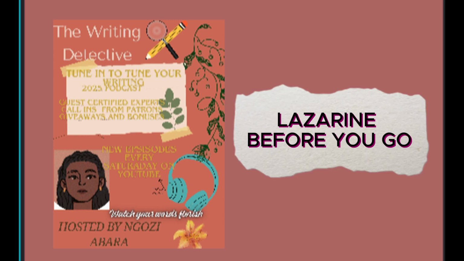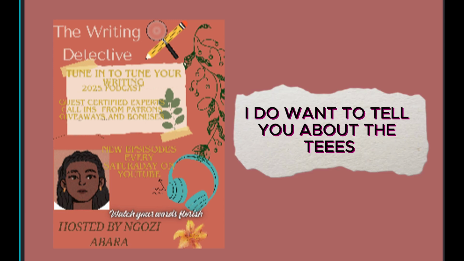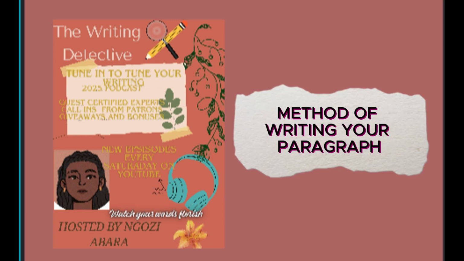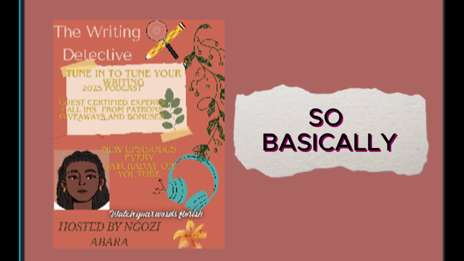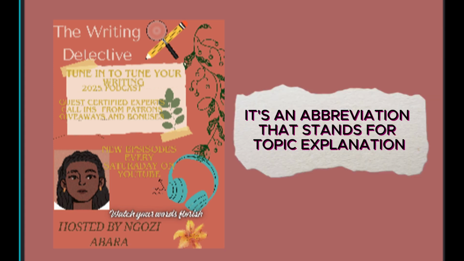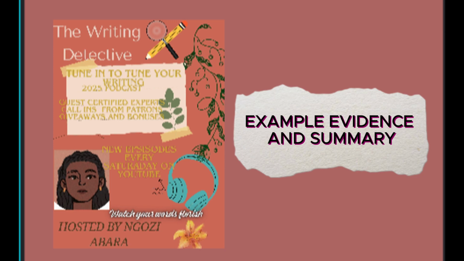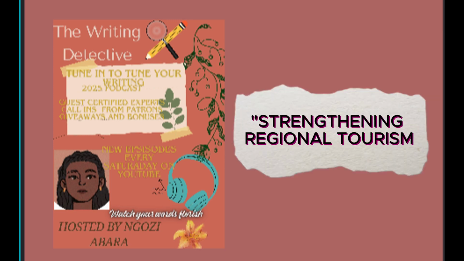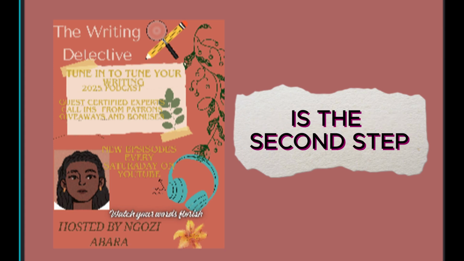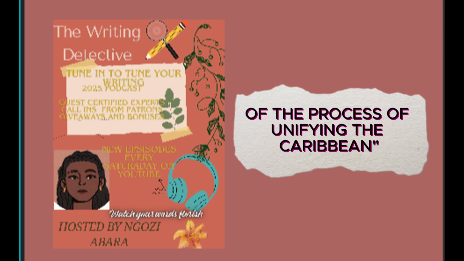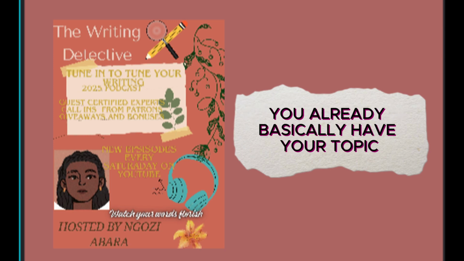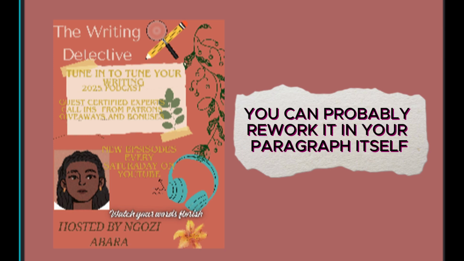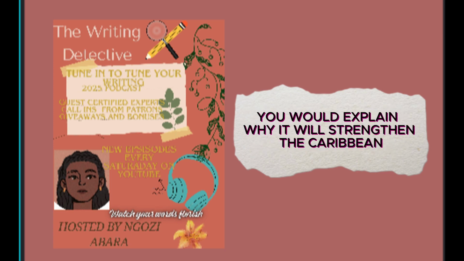Lazarine, before you go, I do want to tell you about the TEASE method of writing your paragraph. So basically, it's an abbreviation that stands for topic, explanation, example, evidence, and summary. So, for example, the point strengthening regional tourism is the second step of the process of unifying the Caribbean. You already basically have your topic. You can probably rework it in your paragraph itself. And then next, you would explain why it will strengthen the Caribbean.